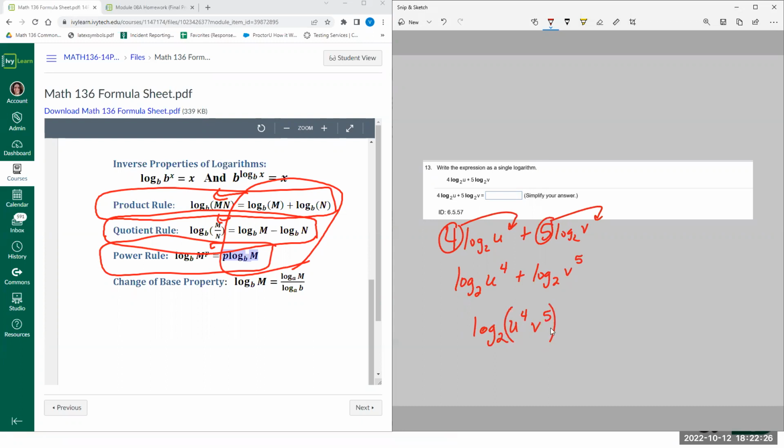Technically, we should probably put parentheses because logarithm comes before multiplication in the order of operations. So log base 2 of (u to the 4th times v to the 5th). So just apply those properties.